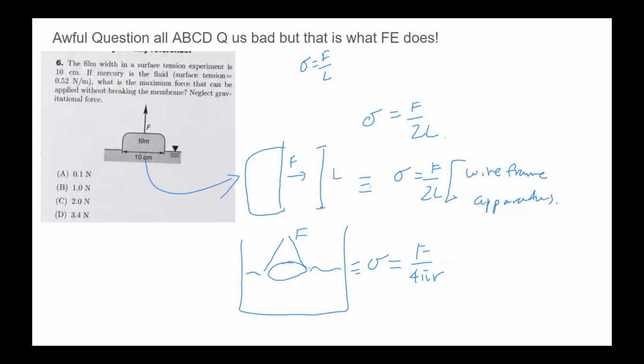So in that sense, let's grab our calculator because we have everything, right? We have our surface tension given. The film within the surface tension experiment is 10 centimeters. If mercury is the fluid, surface tension equals 0.52 newtons per meter. What is the maximum force that can be applied without breaking the membrane, neglecting gravity? So F, and the reason they neglect gravity, if you take a grad level class, there are certain things about it, but really don't care about that. Even in grad class, they never test you on it. They just tell you one day and then move on.